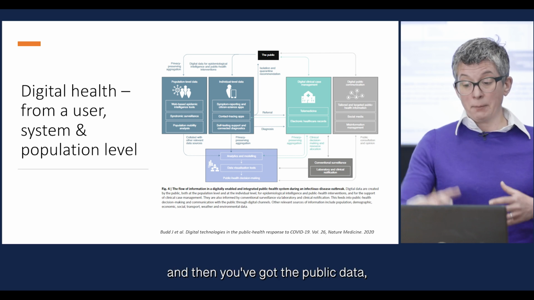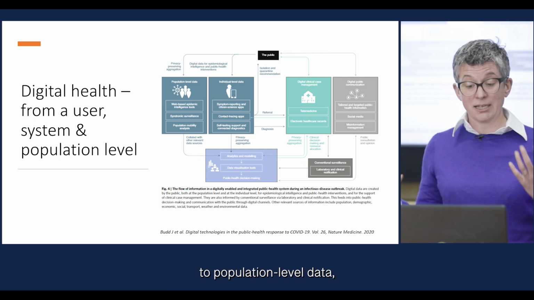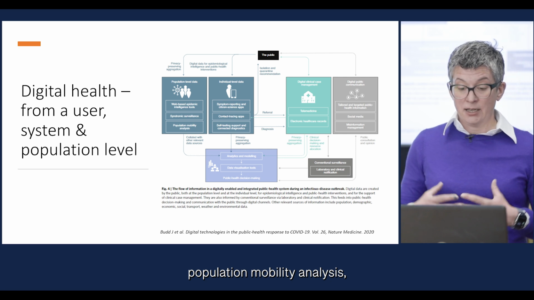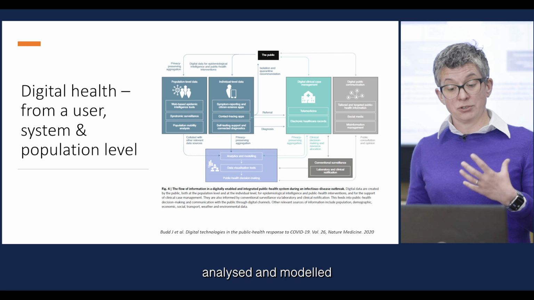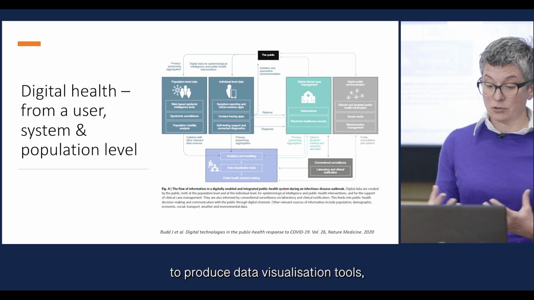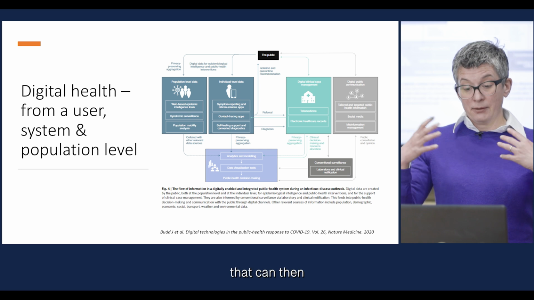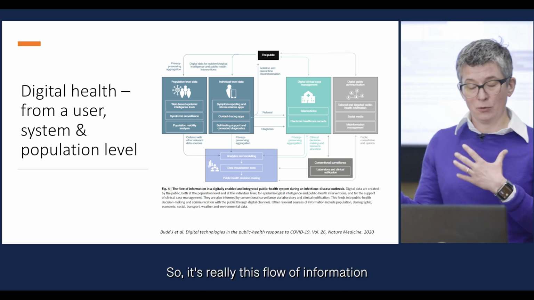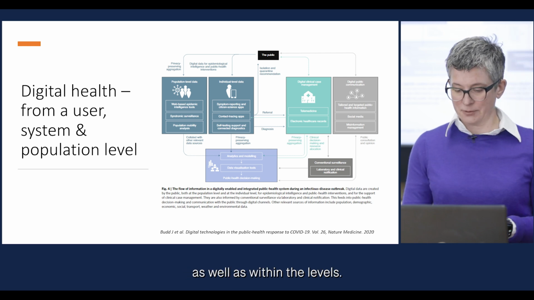And then you've got the public that then flows to, for surveillance purposes, population level data, population mobility analysis, and all of this data can come together to be analysed and modelled to produce data visualisation tools and to inform public health decision making. And then that can then go back to the digital public health communication. So it's really this flow of information between these different levels as well as within the levels.